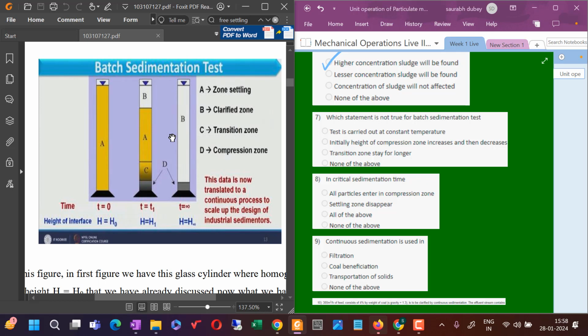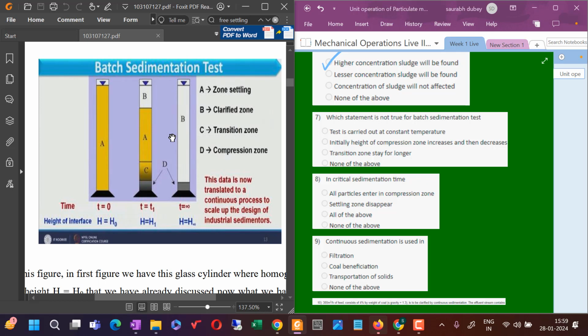So there will be an interplay of everything like viscosity, density, temperature, and the residence time that is to be given, and again the height of the column, the diameter of the column, and the diameter of the sediment. So that will be governing the entire interplay of the sedimentation process.